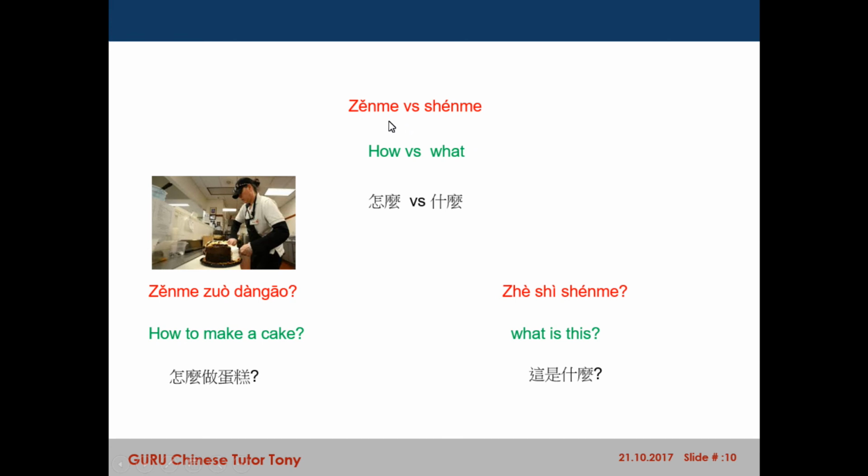Okay, in the end, I want to explain the difference between how and what: 怎么 and 什么. 怎么 is how, 什么 is what. For example, 怎么做蛋糕, how to make a cake. 这是什么? 这是 is this, 什么 what. 这是什么, what is this?